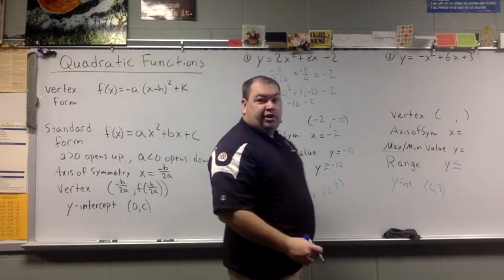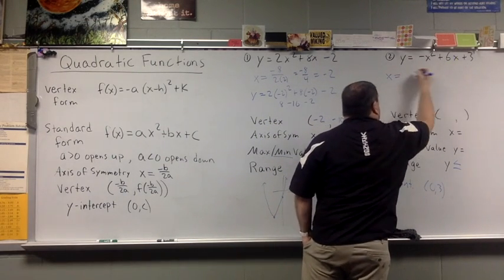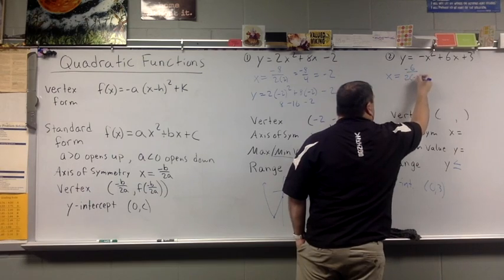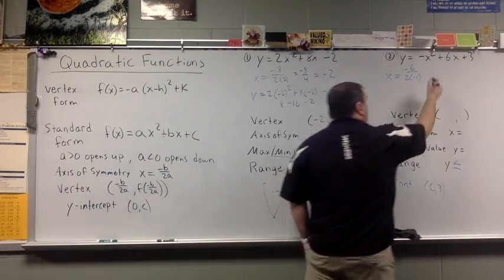Start with my first calculation. My first calculation, x is equal to the opposite of b over 2 times a. So in this case, I have a negative 6 over a negative 2.